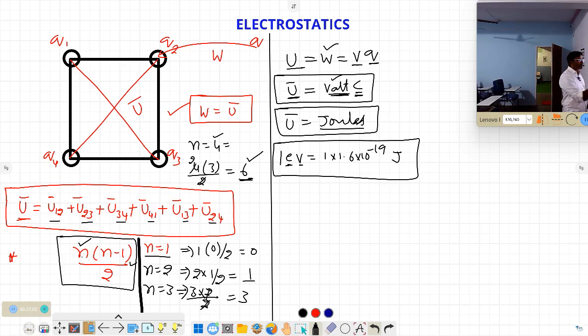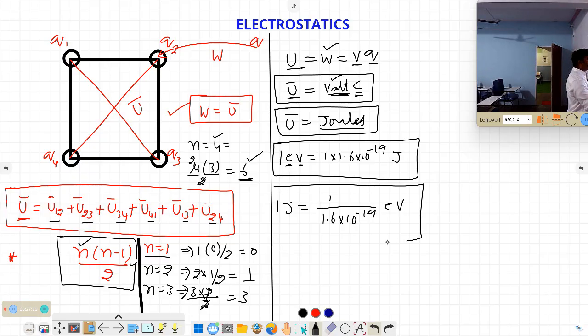That means 1 joule is equal to how much electrical potential energy? 1 joule is equal to 1 by 1.6 into 10 power minus 19 electron volts. So like this, you need to be able to apply the values to solve the problems.